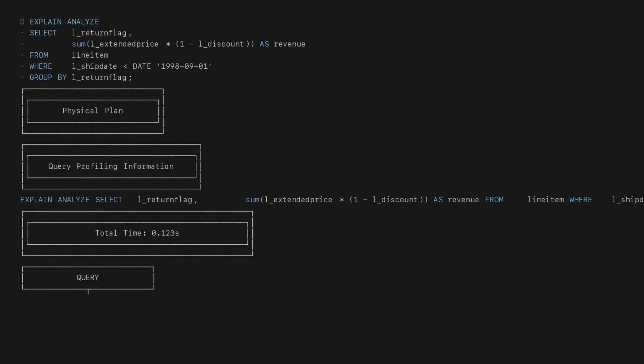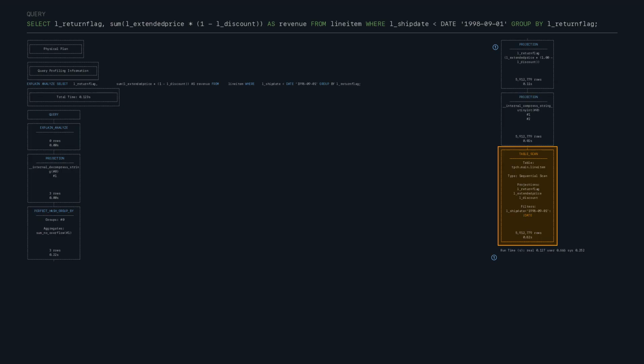We run explain analyze and watch the timings. The bottom of the plan is the sequential scan. That is the inner loop running on vectors of 2048 rows at a time, applying the date filter as it goes. Most of the wall clock sits here because this is where memory bandwidth lives.